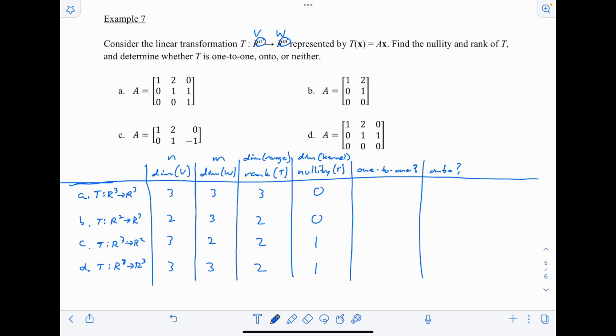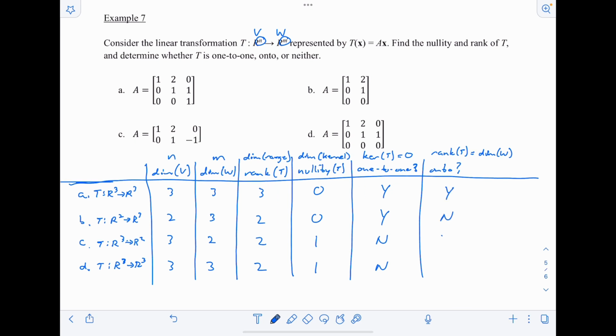All right, and then finally, is it 1-to-1 or not? So here we're asking, is the kernel of T equal to 0? Well, obviously for A and B, the answer is yes. For C and D, the answer is no. And then is it onto? And here we're asking, is the rank of T equal to the dimension of W? That's why I kind of threw that in earlier, the dimension of W. So in this case, we're looking at the rank and the dimension. So A is, B is not, C is, and D is not. So we've got yes, no, yes, no.